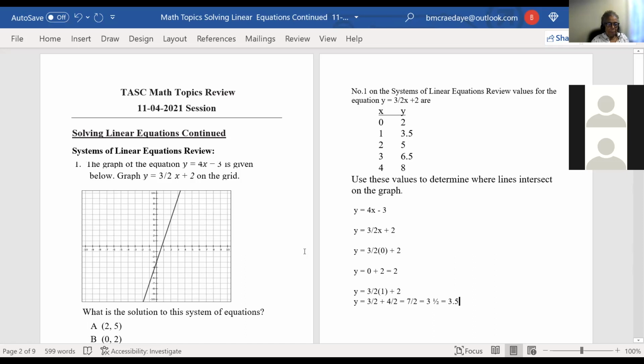Isn't this the slope, Ms. Barbara? Well, this is the slope, the coefficient of the X. So like Y equals 3/2 X plus 2, the slope is 3/2. That's like Y equals MX plus B, where M, the coefficient of the X, is 3/2.